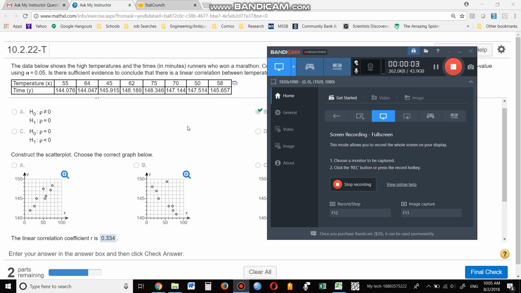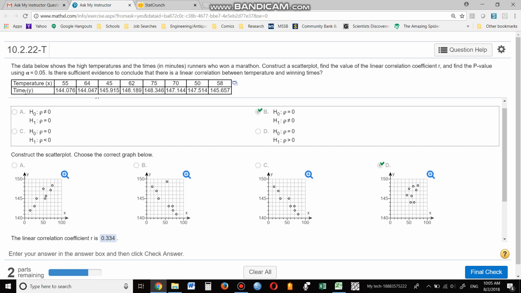Hi class, let's take a look at this problem here. We have temperature, which is x, and time, which is y. We want to make a linear regression. The hypothesis test is going to be the correlation is 0. The alternative is the correlation is not 0.